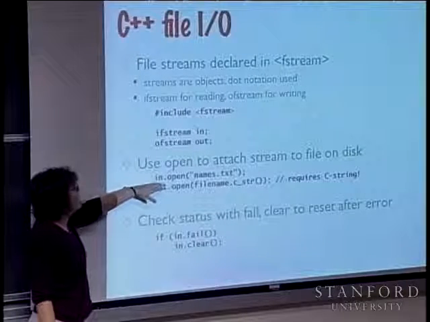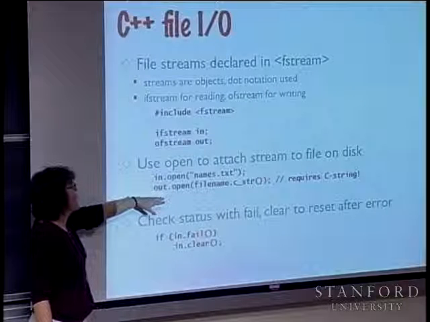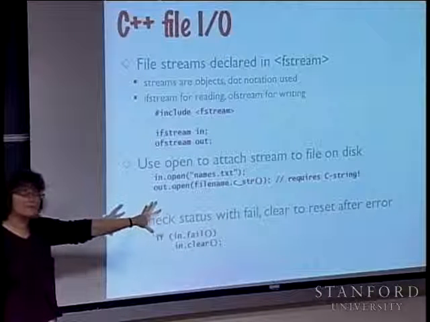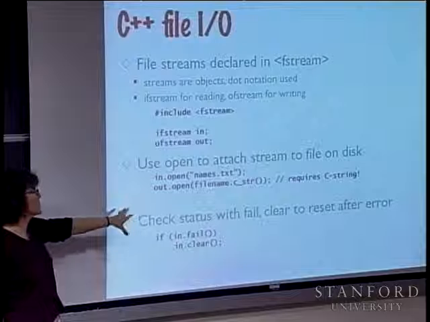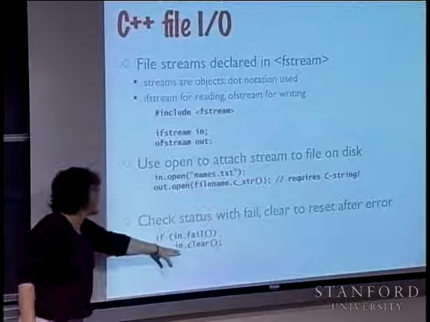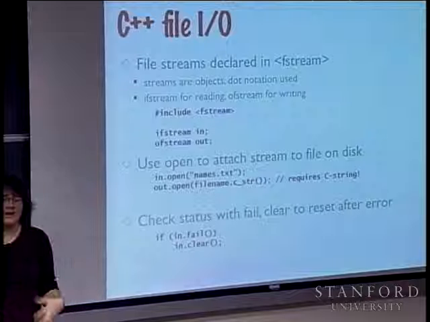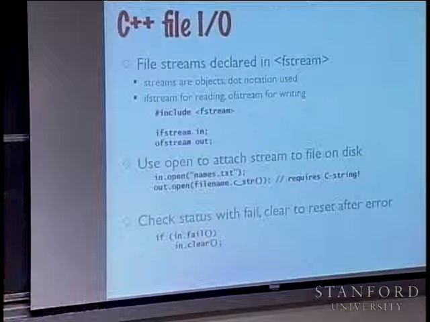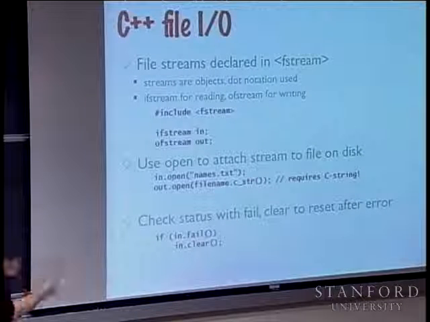If the in.open has failed, then every subsequent read on it will fail. Once the stream is in a fail state, nothing works. You can't read or write or do anything with it until you fix the error. That's the in.clear command, which resets the state back into a known good state, and then you have a chance to retry.